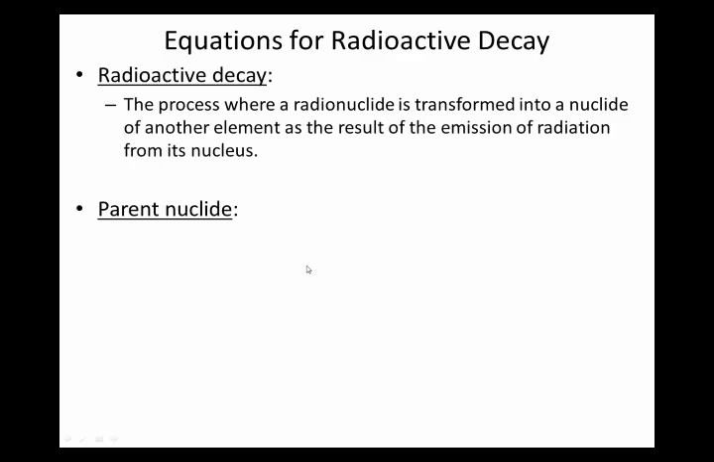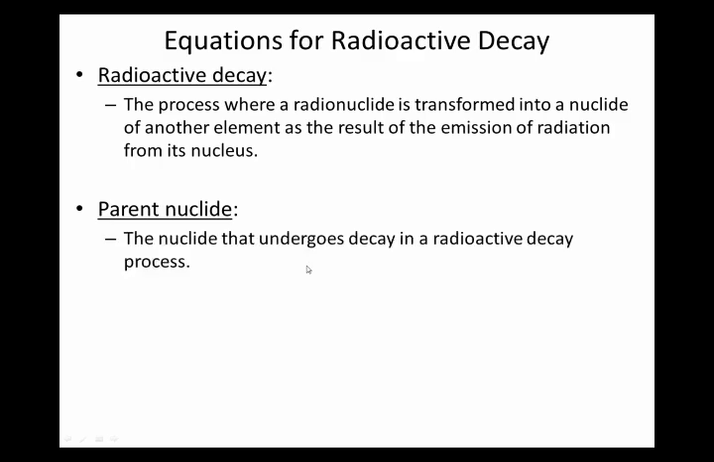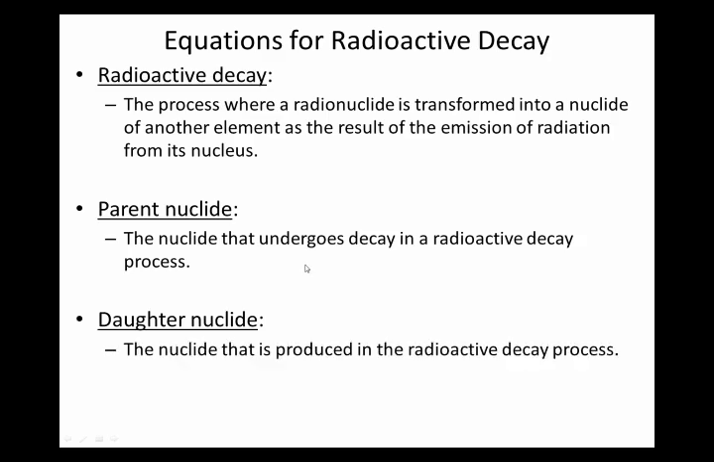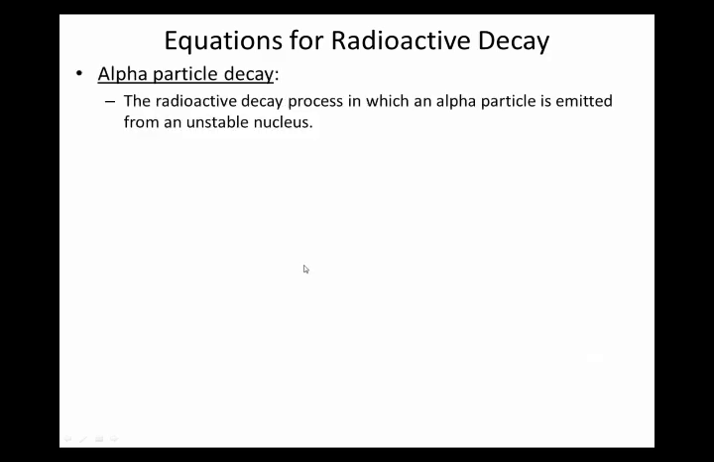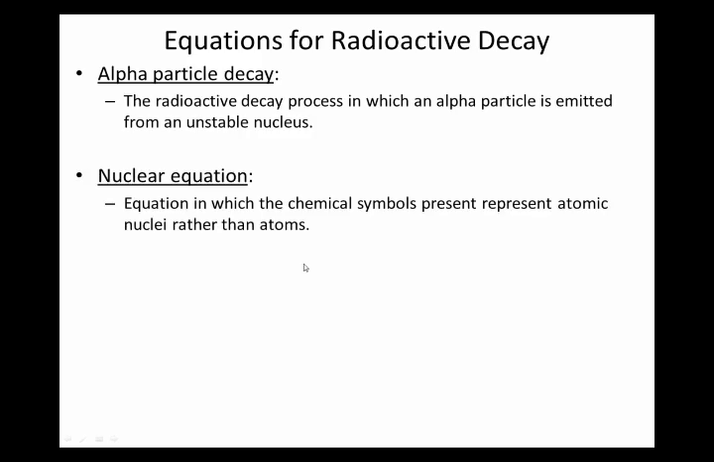Now, there's two terms that are important here. Parent nuclide. Think of parent nuclide for these kinds of reactions as the reactants. They're what we start with. They're the thing on the left side of the equation. So it's what undergoes the reaction. And the daughter nuclide is what we end up with. It's the product. So let's talk about nuclear equations, and then I'll talk more specifically about alpha particle decay. So here is a generic form for an alpha particle decay.